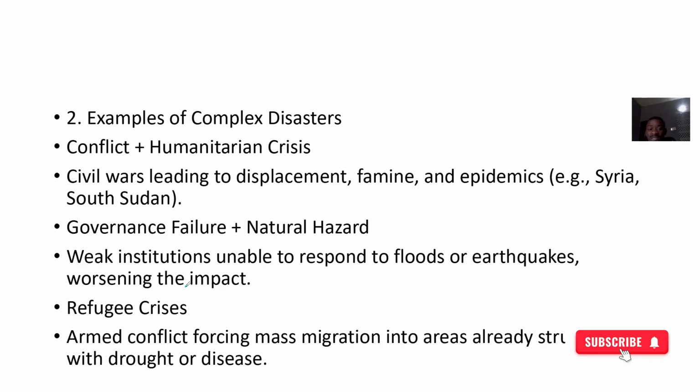Examples of complex disasters include conflict and humanitarian crises, like civil wars leading to displacement, hunger, and epidemics in Syria and South Sudan. Okay, you can have government failure in combination with natural hazard, like weak institutions. So the government is unable to make all those nice drainages that will basically protect the people from the floods and all of that.